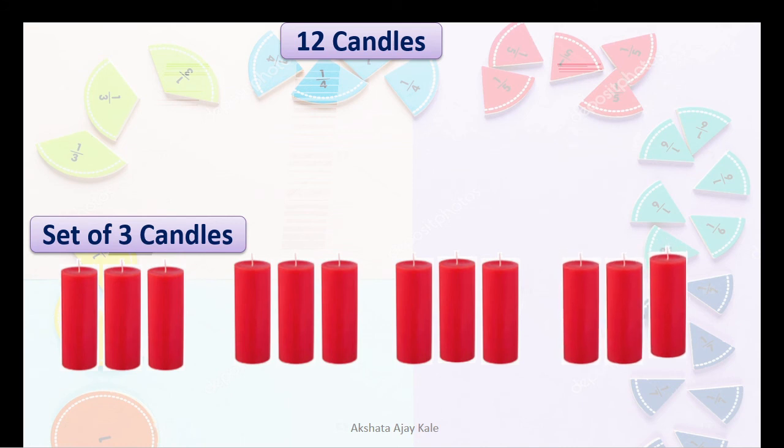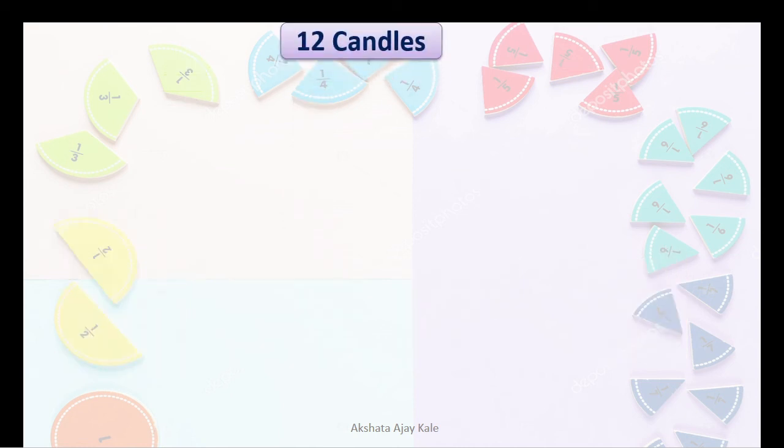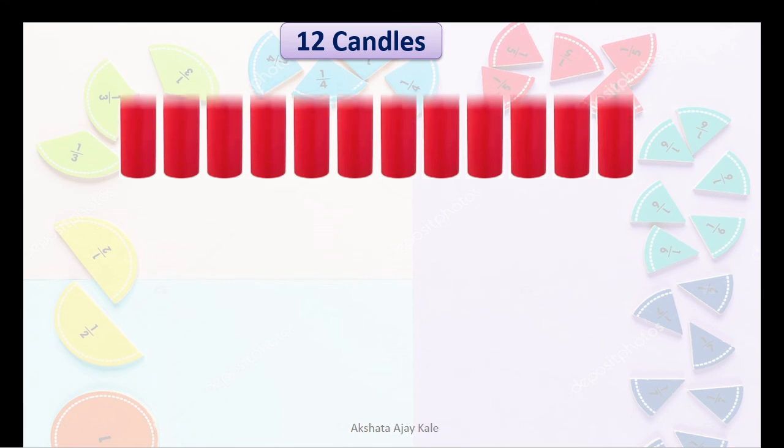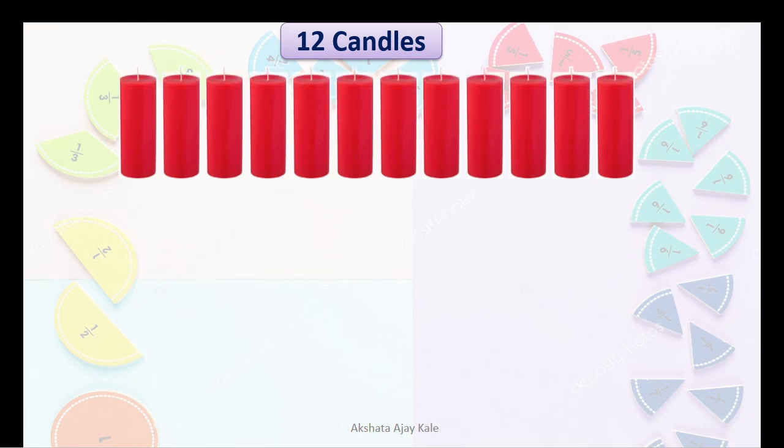Very good. Means by using 12 candles, we made sets of 3. How many sets we got? 4 sets. This is first set, second, third and fourth. We made the group of 3. Got this? Again take 12 candles. Now see this. Okay. And we will make now sets of 4 candles.